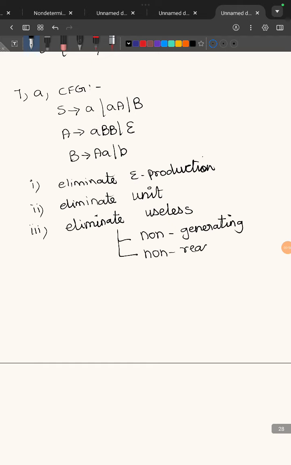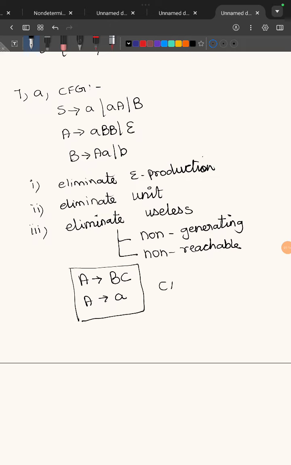After doing all these 3 steps, the grammar should be in the form where a variable derives two variables or a single terminal. All the productions should be of this format, then only we can call the grammar Chomsky normal form. So for the given question, first we have to remove the epsilon production, right? That is rule number 1.